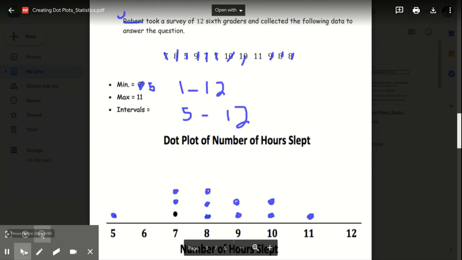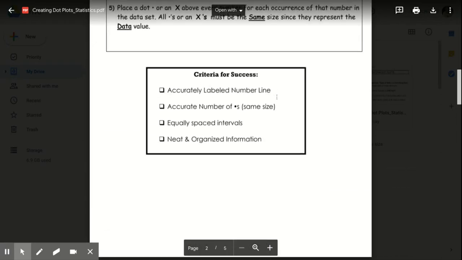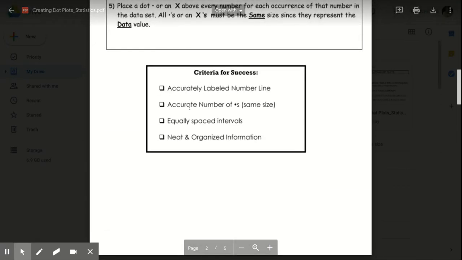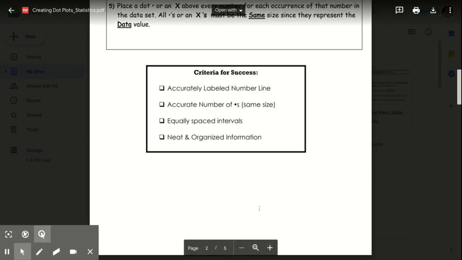Remember, don't forget the criteria for success. The criteria for success: accurately label the number line, accurate numbers of the same size, and equally spaced intervals, okay? And neat and organized information. So let's go to the next problem.